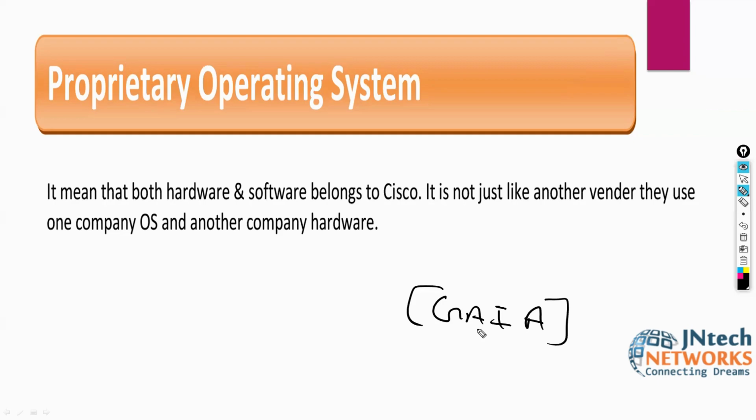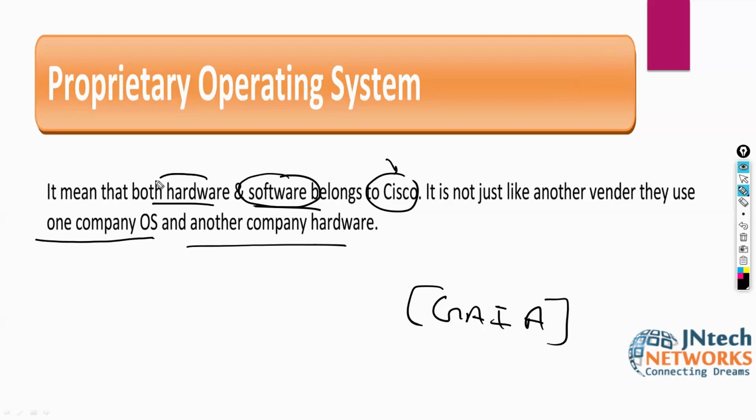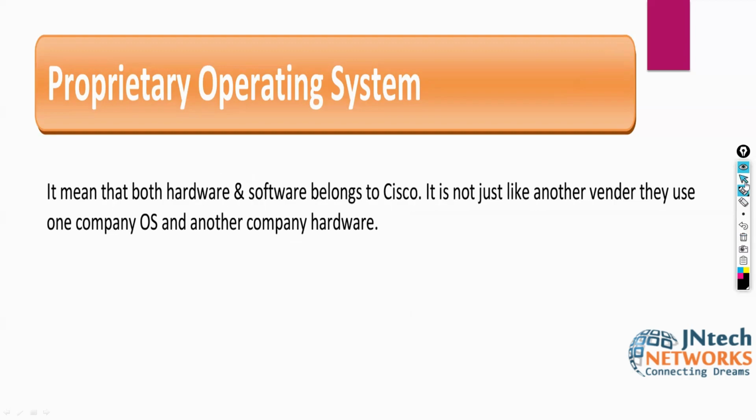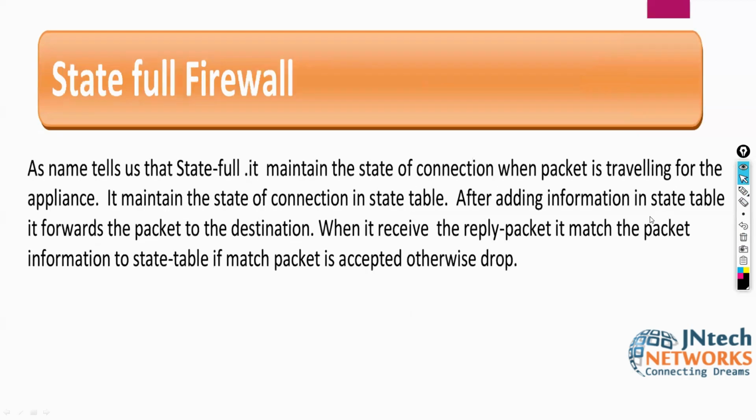So every vendor has its own option. But Cisco is what? We have software and hardware, both belong to Cisco. It's not like another vendor that uses another company's operating system and another company's hardware. So if you face any problem related to software, you can talk to Cisco. If you face any problem in hardware, you can talk to Cisco. Right. This is the first feature: software and hardware both belong to the Cisco vendor.